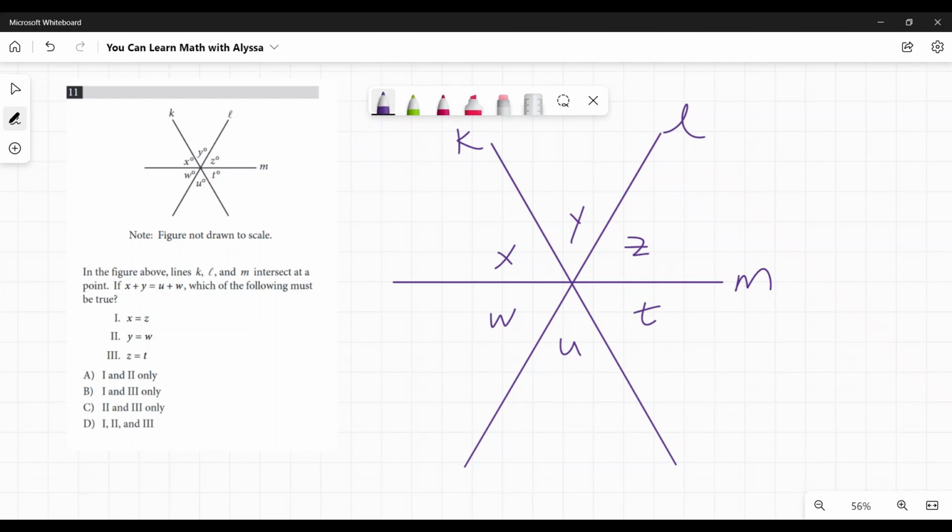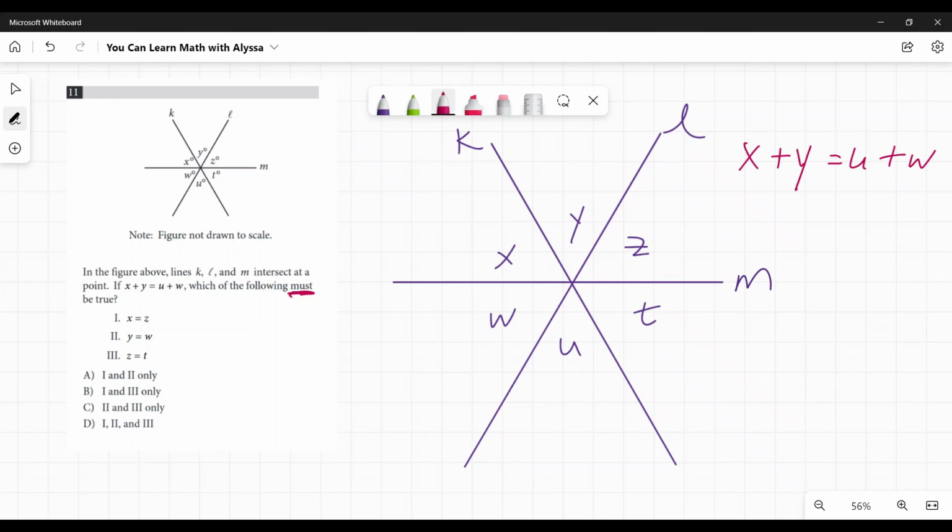In the figure above, they intersect at a point. If X plus Y equals U plus W, which of the following must be true? So that's what we're given, so I'm going to write it over here: X plus Y equals U plus W. And then we have these 3 options. Which of the following must be true? Not might be true, not could be true, must be true. If there's any exception, if there's any time when it's not true, it's out.